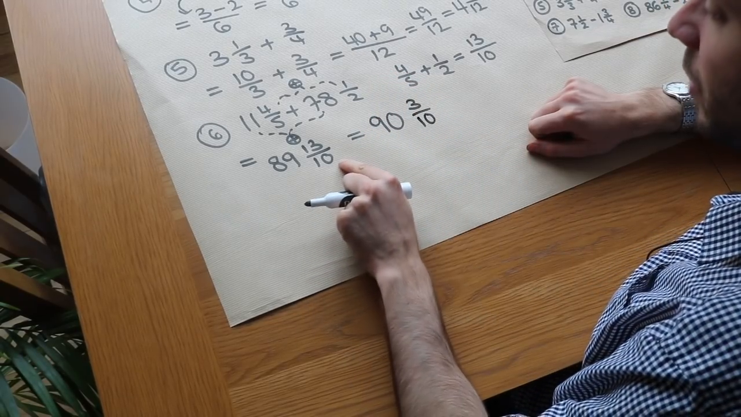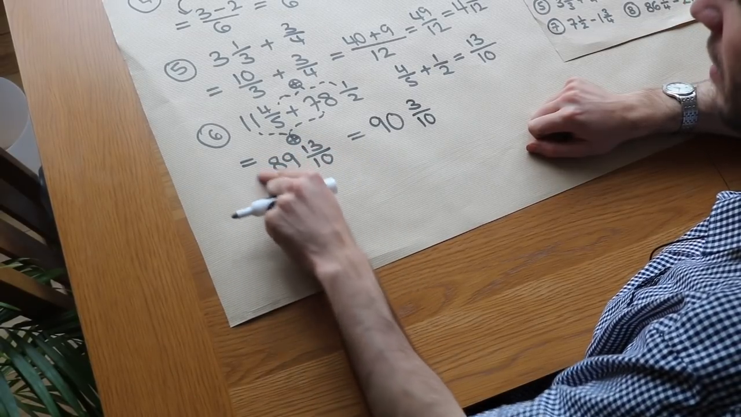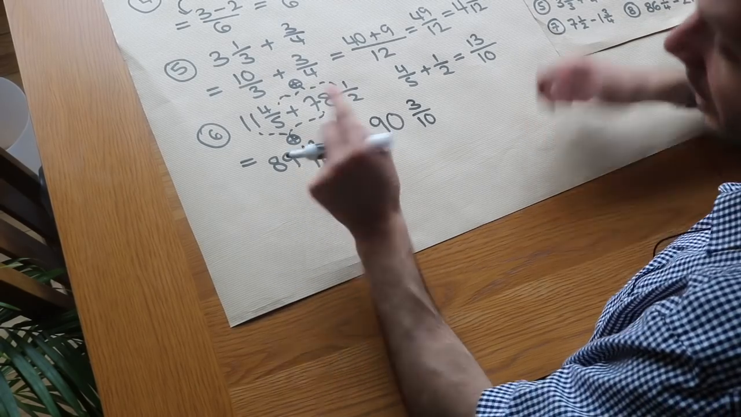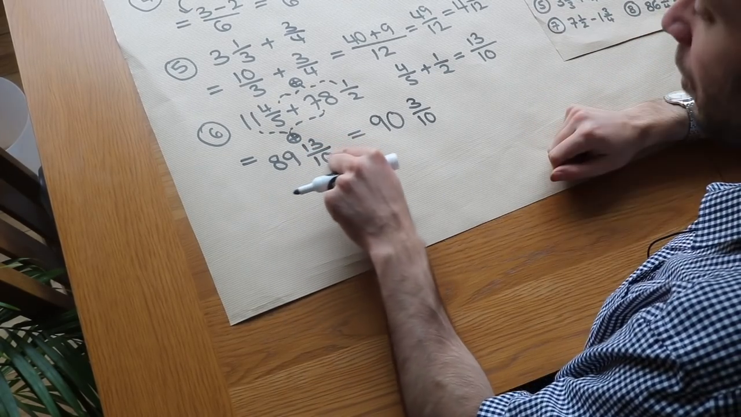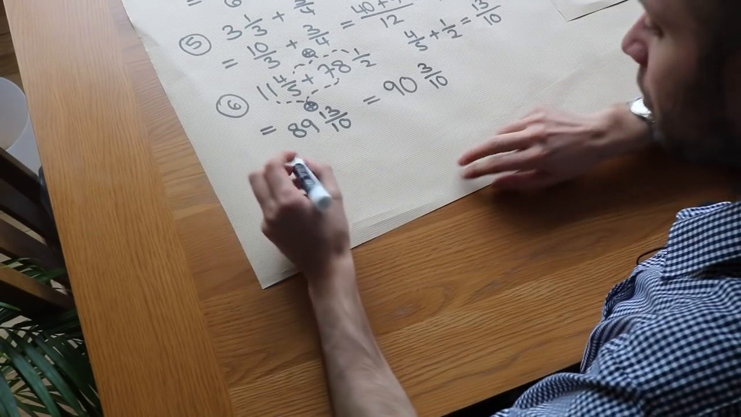So what we can do is subtract 1 from this, and therefore to compensate add 1 to this. When we subtract 1 from this, we're getting rid of 10/10, that's the same as 1 whole, and when we get rid of 10/10, that 13 goes down to 3. Let me just do one more quick one like that.